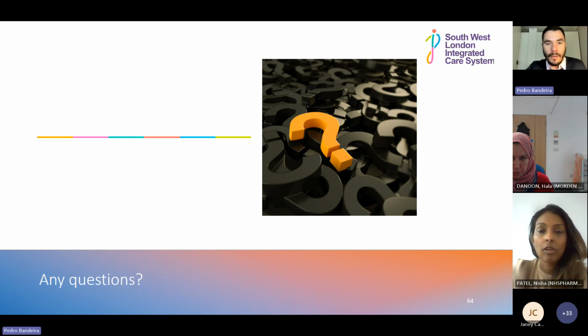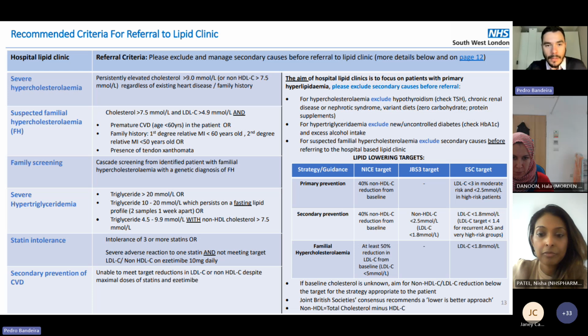If I go back one slide, yeah, it's on this table here: primary prevention, secondary prevention, and familial hypercholesterolemia. I added the targets there for both NICE and ESC. And for FH patients, whether primary prevention or secondary prevention, those patients need to be treated aggressively.